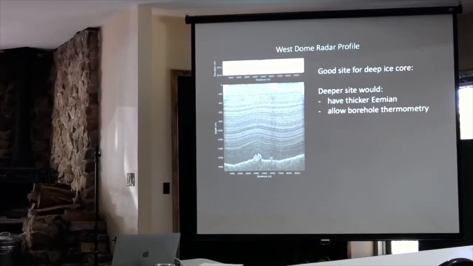The summary of the West Dome radar profile is that this is a good site for a deep ice core. We would prefer a deeper site, which would have a thicker packet of Eemian or last interglacial ice. It would also allow for borehole thermometry, which is one of our best techniques for looking at temperature change in the past. We're developing other new tools, but it'd be nice to have a deeper site.